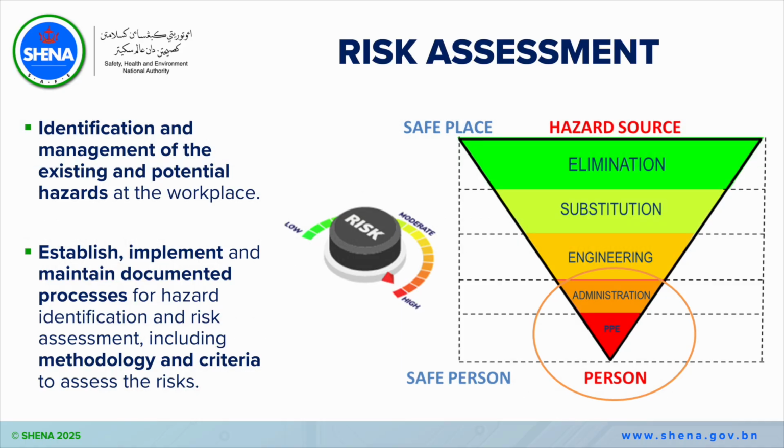Now let's talk about the cornerstone of every workplace safety and health management system, which is the risk assessment. At the heart of risk management is the identification and management of existing and potential hazards at the workplace. This means proactively spotting what could go wrong, not just reacting to incidents after they happen. Organizations are required to establish, implement, and maintain documented processes for hazard identification and risk assessment. This also includes defining the methodology, how you conduct the risk assessment, and the criteria, how you determine what level of risk is acceptable or not.